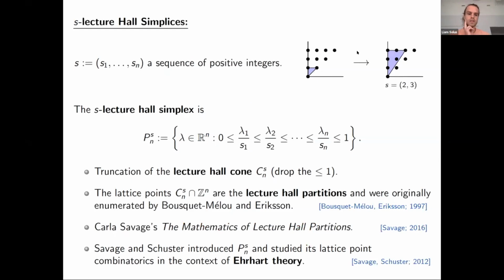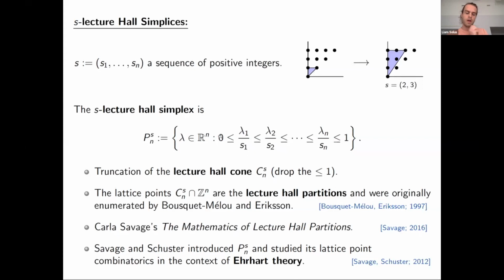So how do we construct these objects? Well, we start with a sequence of positive integers, say S1 up through Sn. And we can think about starting with a little unimodular simplex like this one here. The idea is that we're going to stretch this simplex in direction i by Si. So for example, if our sequence is 2, 3, then we'll stretch it by 2 in the first direction and 3 in the second direction. More formally, this object is just all points lambda in n-dimensional real Euclidean space satisfying the sequence of inequalities here.